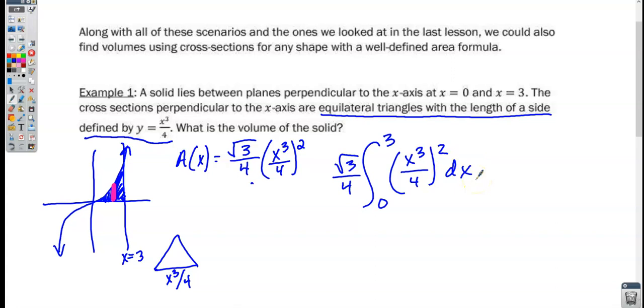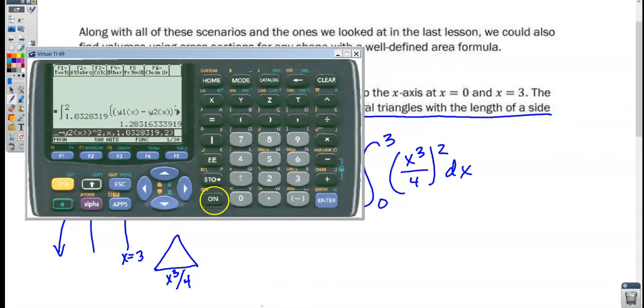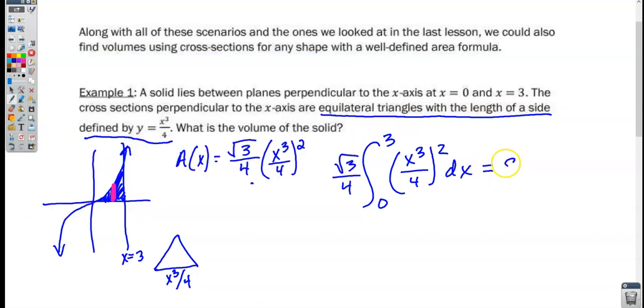And I can go ahead and calculate this by hand, or I can use my graphing calculator. It's really up to me. I'm going to go ahead and just calculate a decimal value out here. So I've got square root of 3 over 4 times the integral of x to the 6th over 16 with respect to x from 0 to 3. And our volume here is 8.455 for this solid.